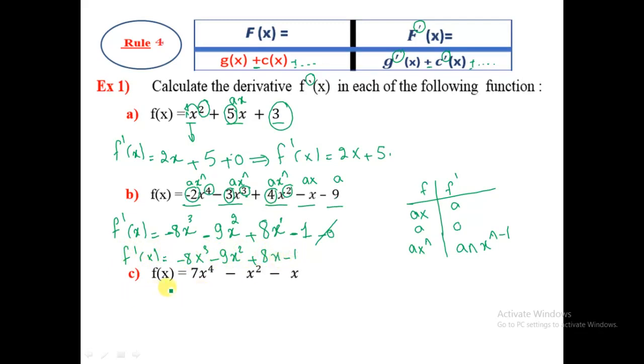Part C, if we have f of x equals 7x to the power 4 minus x squared minus x. So f prime of x equals: here we will multiply 4 by 7 to get 28x, and we will reduce the power by 1 to get 3. Minus, we will multiply 2 by the coefficient 1, which is 2x, and we will reduce the power by 1 to get x to the power 1. Minus x, and the derivative of x is 1.